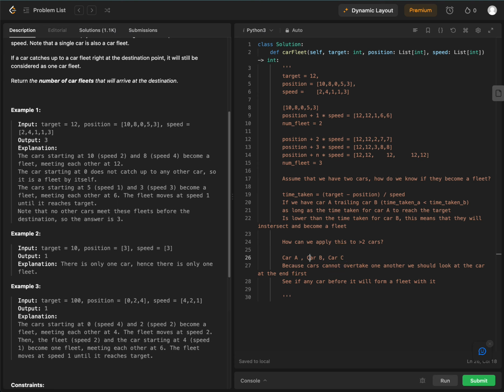we have car A, car B, car C. Car A is supposed to come up to catch car B. And then this combined car will be a stack, and we will append this. Check.